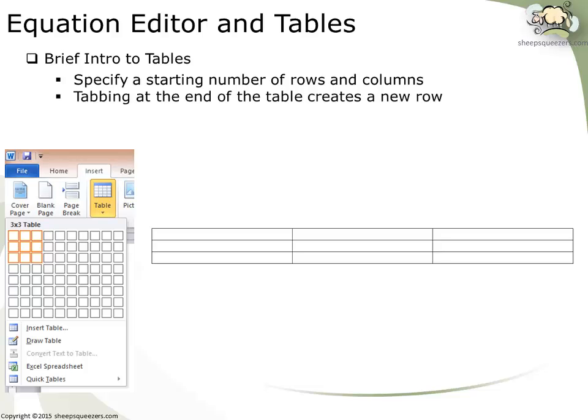Now, you can tab at the end of the table to create a new row. For example, if you're on the cell at the very bottom right, you can hit the tab button and you'll be given a brand new row, the 4th row, and you'll see it's broken up into 3 columns. And you have complete control over table borders, and we'll show that in just a moment.